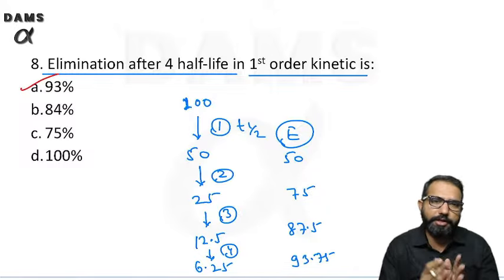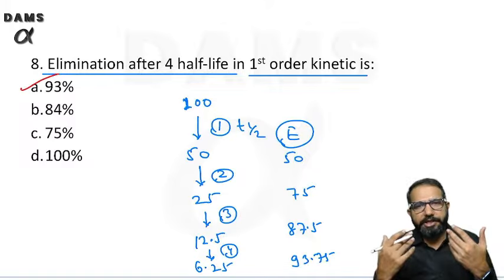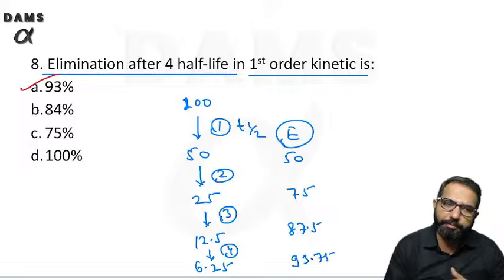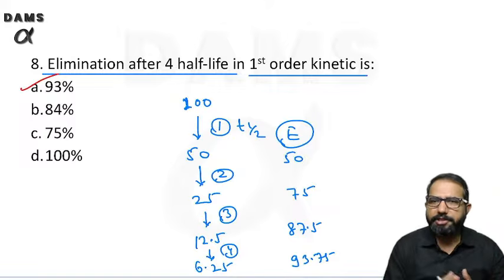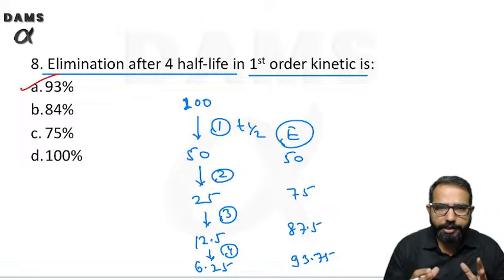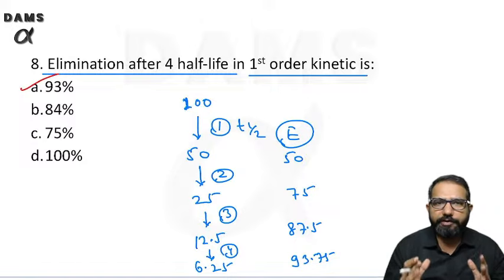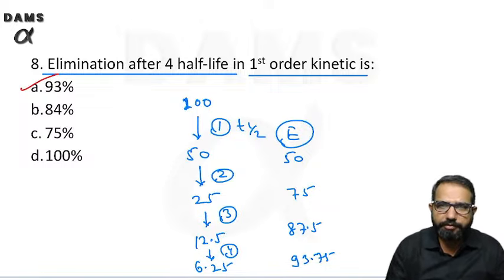So practically you can assume after 4 to 5 half-life, more than 95% of the drug is eliminated, or simply you can say almost the drug is eliminated from the body, almost. So that is more than 95%, but exactly in this you can see it is 93.75.